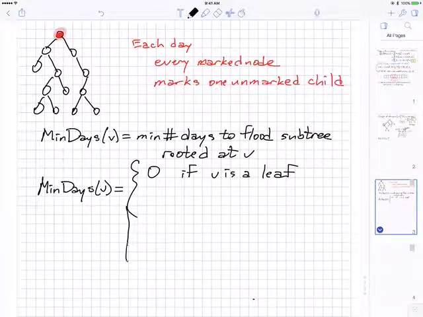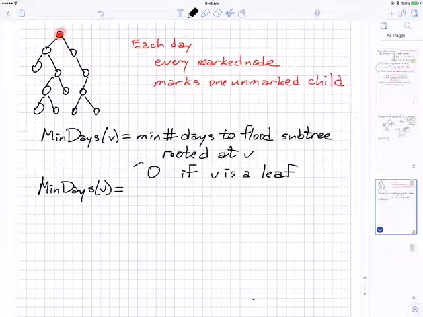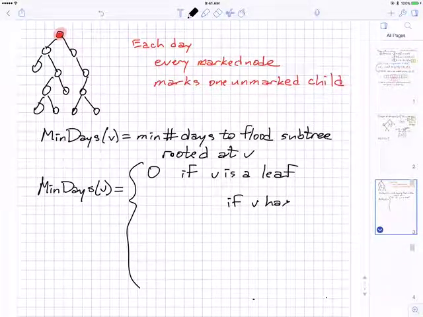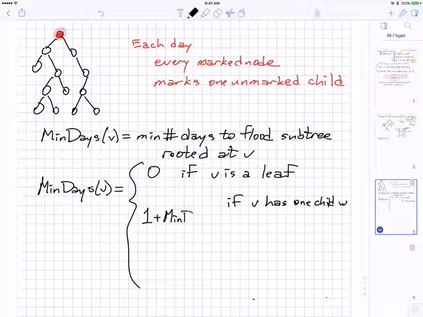Now there's actually a couple of cases here because we don't know whether V has one child or two, but let me write down what happens if V has one child, which I'll call W. In this case, the answer is going to be 1 plus minimum days of W. On day 1, V marks W. On day 2, W wakes up and does whatever it does recursively.